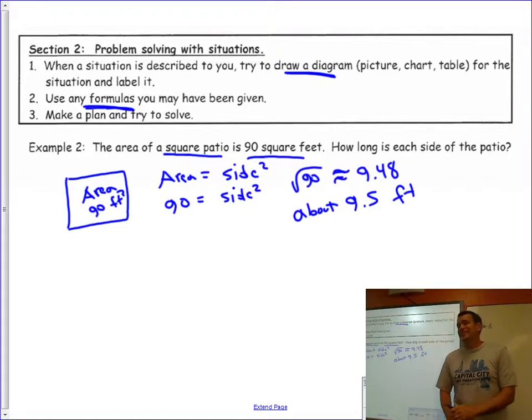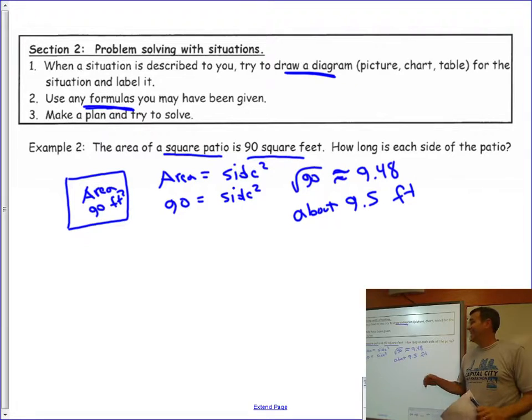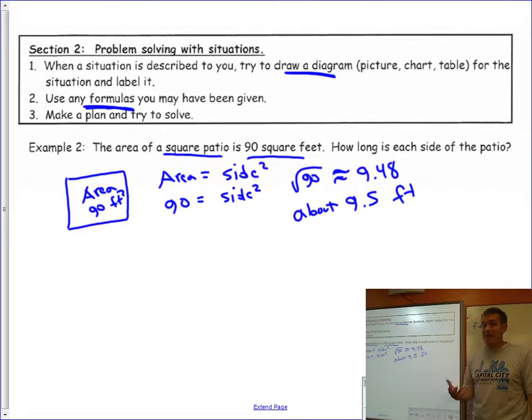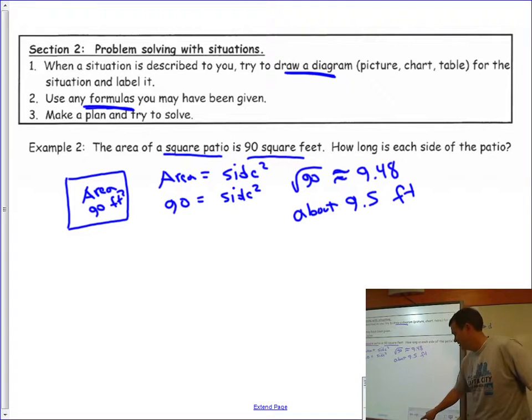Looks like each side of my patio will be about 9.5 feet. Again, 90 is not a perfect square, so when I take the square root, I get an irrational number, and I'm going to have to round it off. I round it to the nearest tenth, about 9.5 feet for the length of each side of the patio. Isn't that weird that the length of the patio, you can't actually measure it? It's an irrational number. It's a number that goes on forever. At least you can't measure to an exact number.